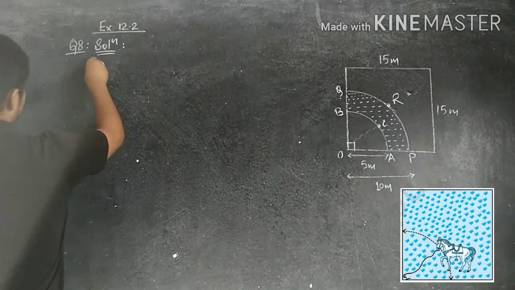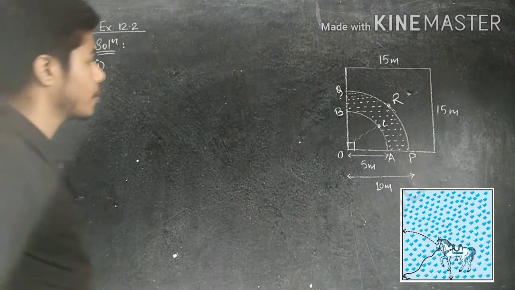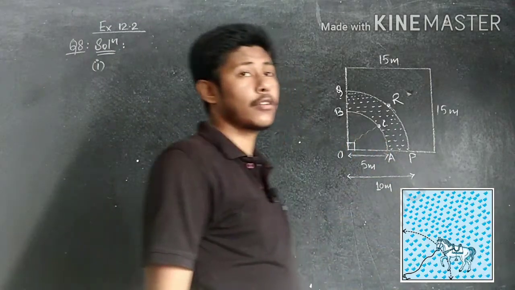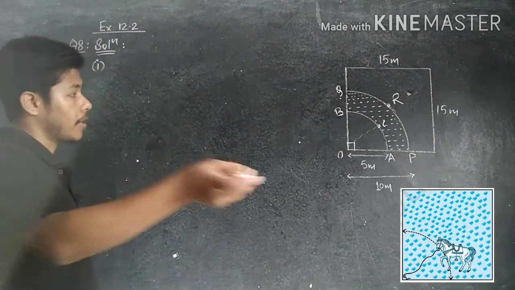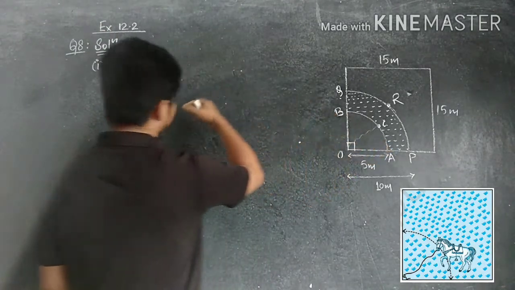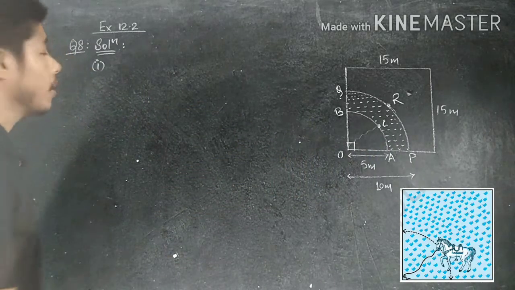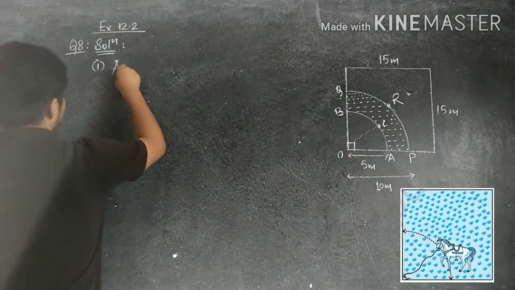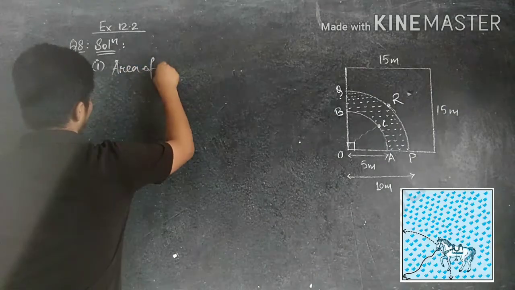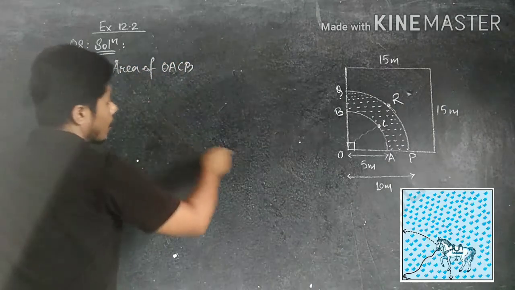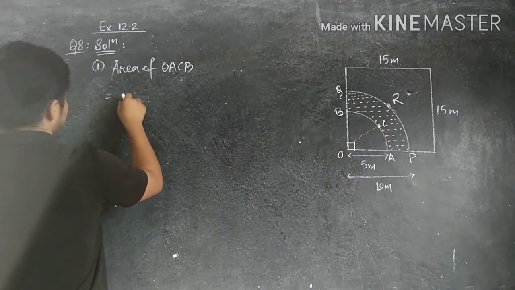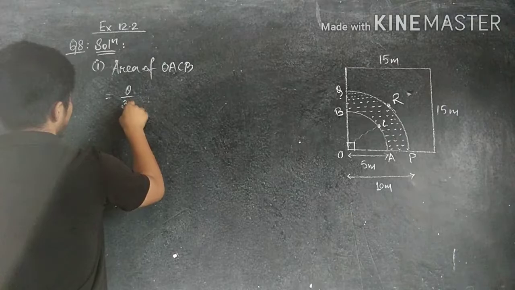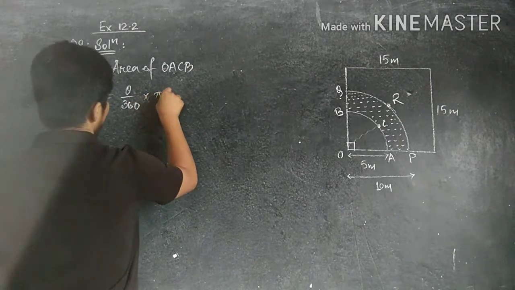So in the first case we have to find out the grazing part here when it is 5 meter, the grazing area is how much. So simply, or in the exam you can write the statement directly. I write area of OACB. So area of OACB, that means this one you have to find out. So area of OACB, this one you have to write theta by 360 into pi r square.